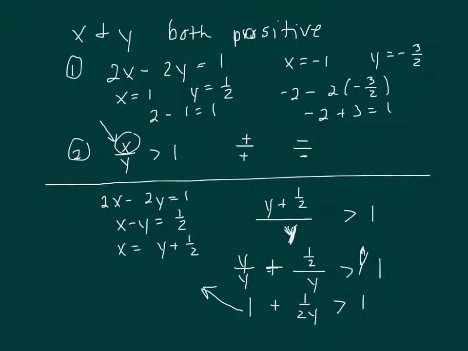Now subtract 1 from both sides, and you get 1 over 2y is greater than 0. Well, the only way for that to be greater than 0 is if y is greater than 0. So y is positive. And because of clue 2, that means x would also have to be positive. So the answer is C. If you put them both together, it works.